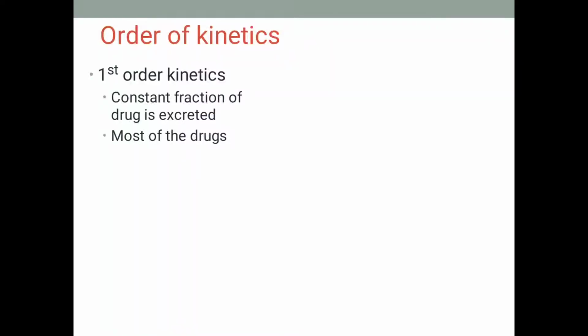Okay. Now what is kinetics? First order kinetics, in which a constant fraction of drug is excreted from our body. Constant fraction means suppose 50% excretion, so every time 50% is excreted. Suppose 25%, so every hour 25% is excreted. Most of the drugs follow this type of kinetics.